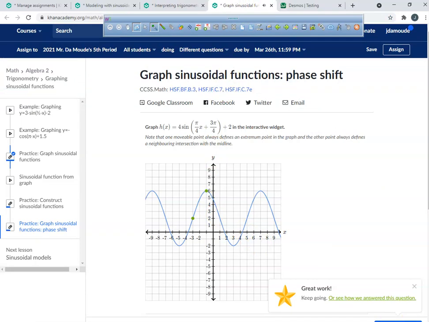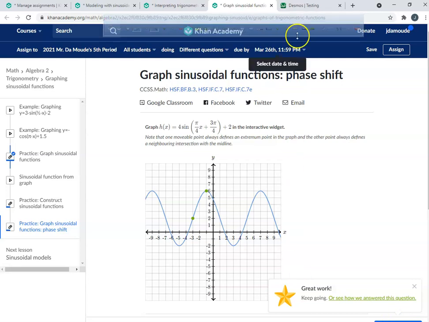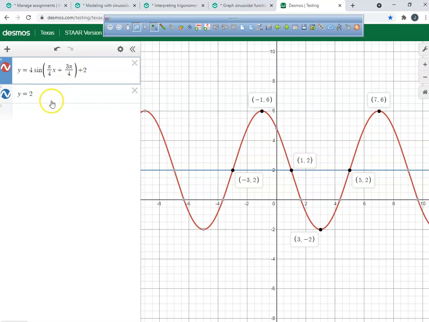Woohoo! I'm not expecting you to do everything by hand, okay, right now. But I am expecting you to be able to type into Desmos. Make sure you type in the equation correctly, make sure you put the midline and graph it correctly, okay?